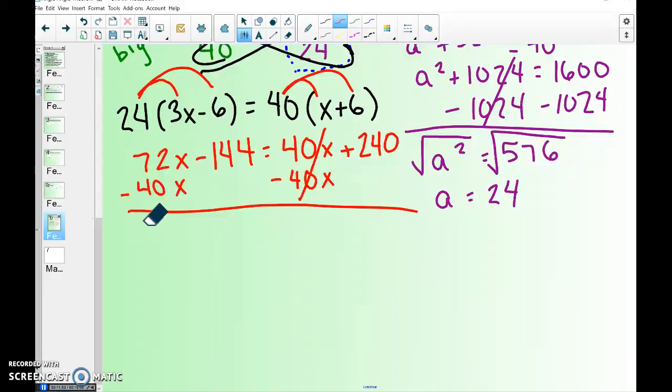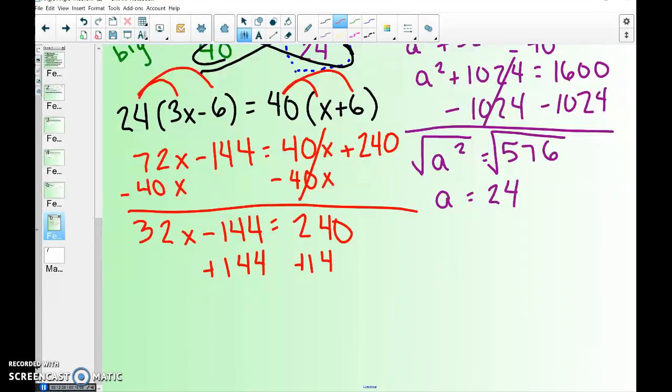72 minus 40. We've got... Oops. No, that's not right. Told you my mental math's a little bit imperfect today. Gotta be honest. Come on. My pen also doesn't want to work, so that's also fun. 32, there we go. Took a little bit longer than usual to figure that one out. Hopefully that wasn't the case for you.